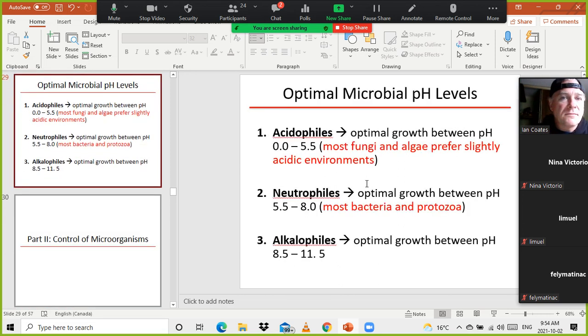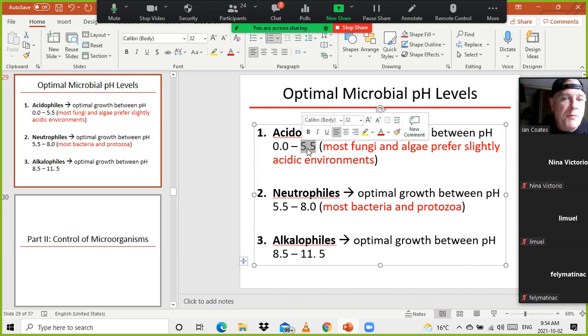pH there for some of these guys, acidophiles, obviously not 0, but close to it, and up to 5.5. Fungi and algae, they prefer slightly acidic environments. A pH of 5.5, I think that's somewhere around milk. I think like a tomato, somewhere in there.